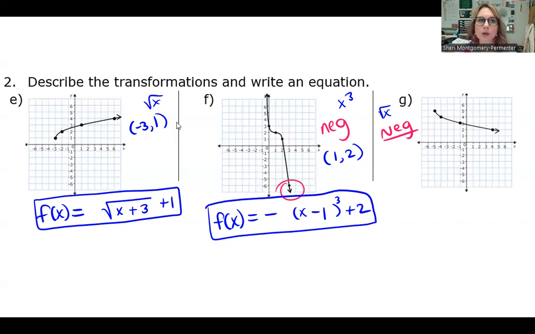So if you identify this point, the way that they fit into your equation is in the same order. The 3 goes first, the 1 goes second. The 1 goes first, the 2 goes second. They'll be in the same order. For G, what is my starting point? -5, 5. So my equation, this one is a negative, so I don't want to forget that. It's a square root, and the x goes underneath the radical. So is this one stretched or compressed?